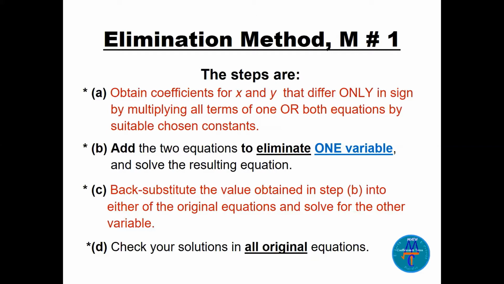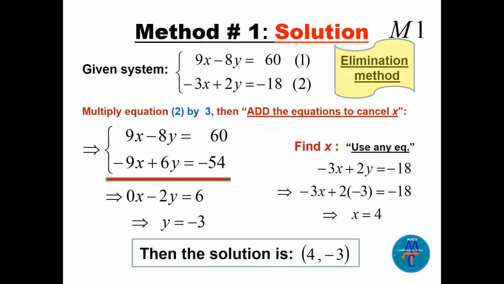So you have to decide. You have to tell yourself, I like to cancel the x, or I like to cancel or delete or eliminate the y. Then you multiply up and down by numbers so that you will have two numbers opposite in sign. It's better to explain by example, and then you can come back and read the steps. This is the whole solution here, one slide. So this is method number one. We have the same system that I mentioned at the beginning. 9x minus 8y is equal to 60, minus 3x plus 2y is equal to minus 18. So this is method number one, M1, elimination method.